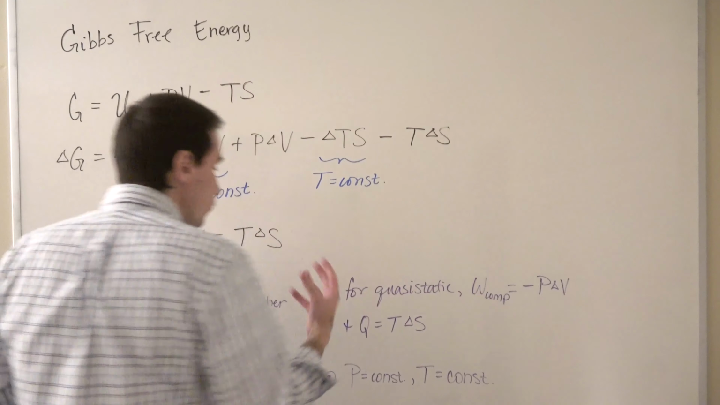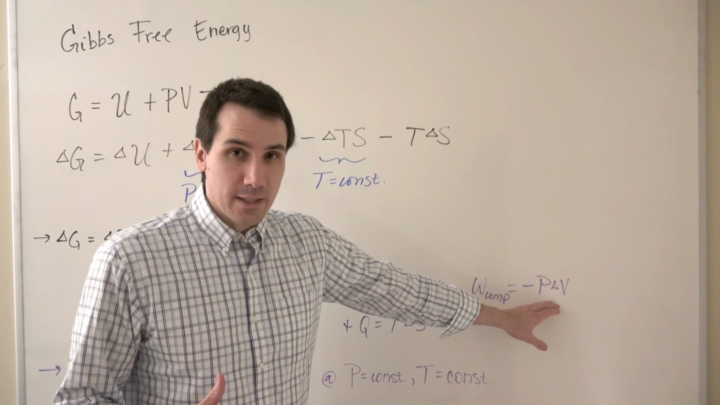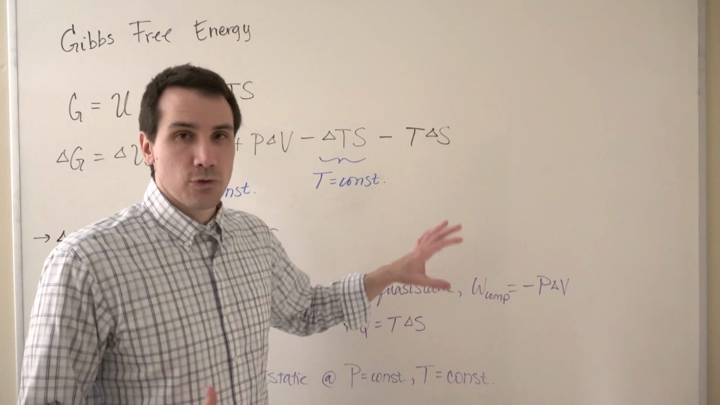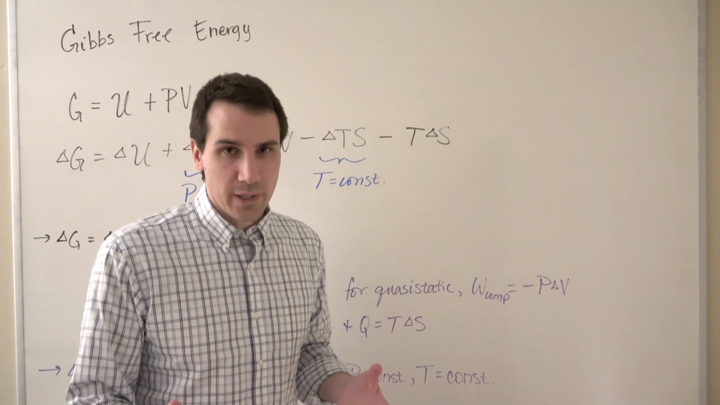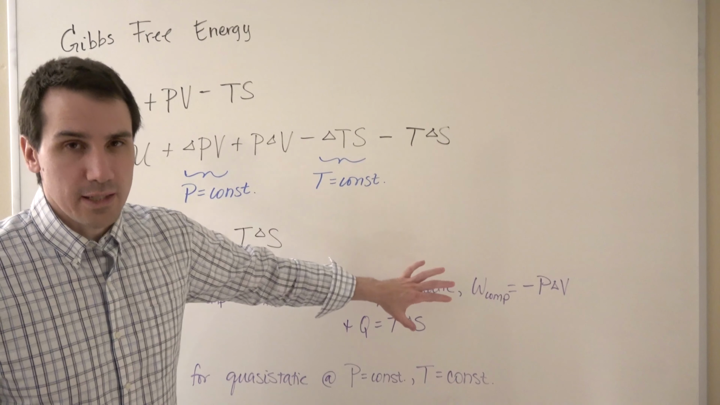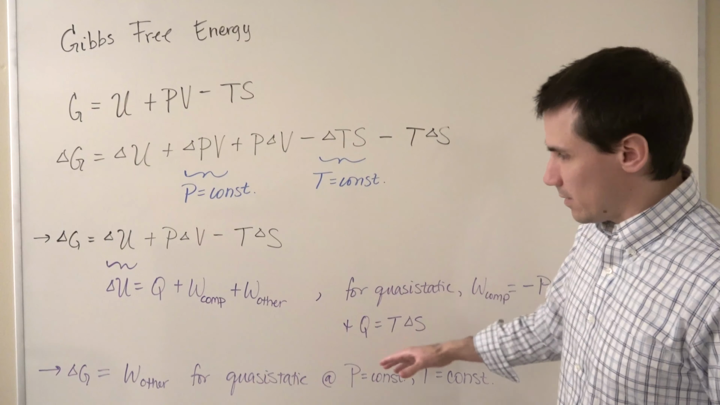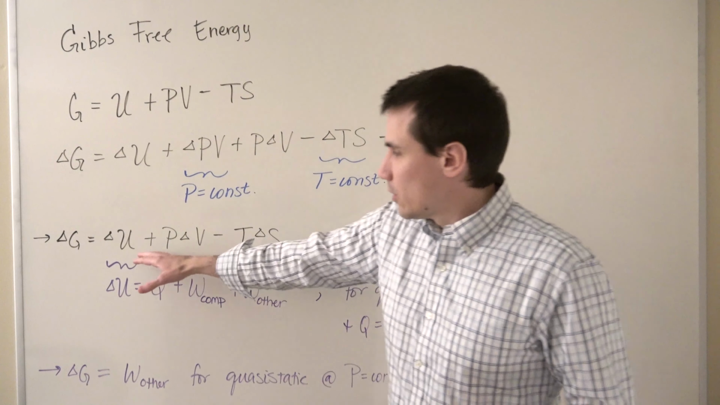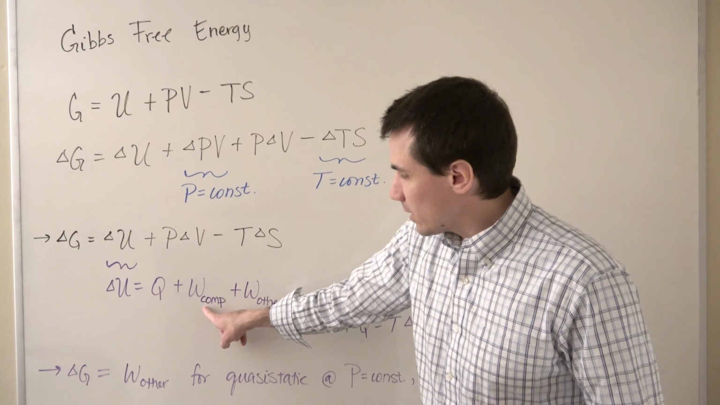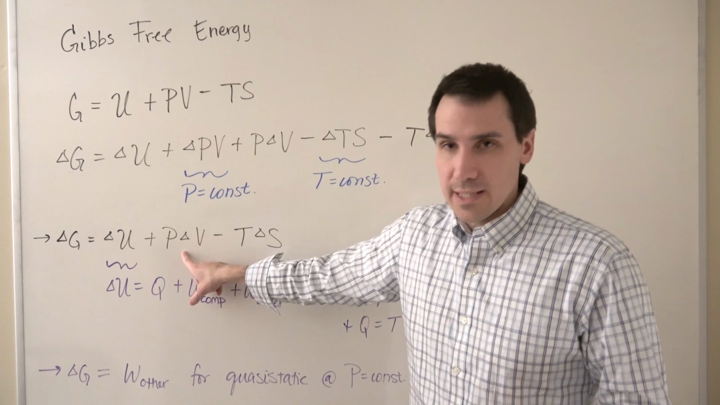Okay, so we know that our compression work is negative P delta V, and we know that our heat is T delta S. Both of these are true for quasi-static processes, and that's what we're considering here, so we can use these equalities. Okay, so plugging these equations in here, we see that the Q cancels with the T delta S, and the compression work or expansion work cancels with the P delta V.